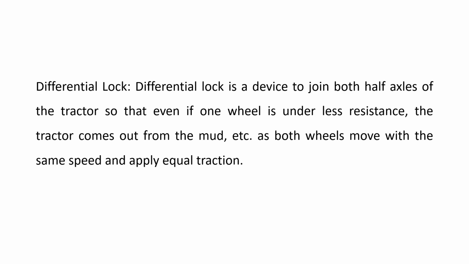So we will know what is meant by differential lock. It is a device used for joining both the half axles of the tractor. What happens is, if one wheel is in mud or loose soil, the wheel on solid ground will not be driven, while the other spins due to the differential action. To overcome this, all tractors have a locking system called the differential lock. The purpose of the lock is to join both half axles so that if one wheel is under less resistance, the tractor still comes out of the mud. Both wheels will move with the same speed and operate with equal traction. So that is the purpose of your differential lock.